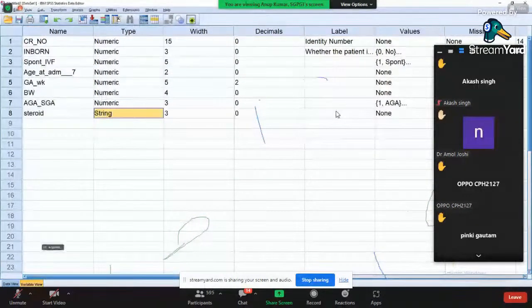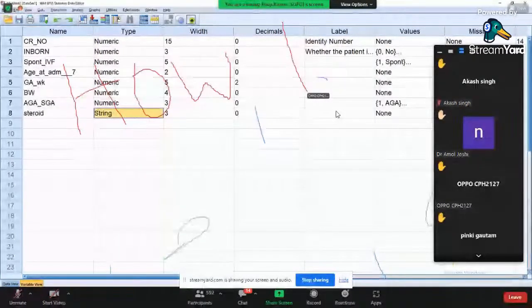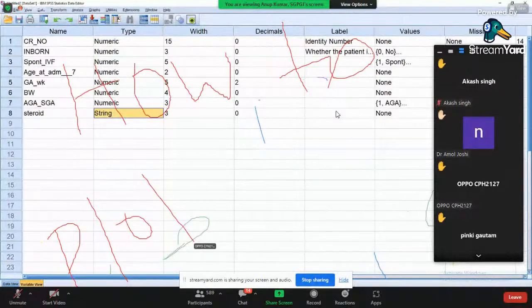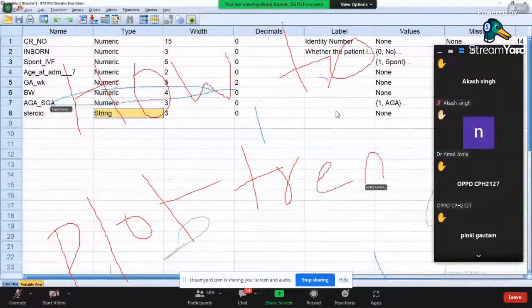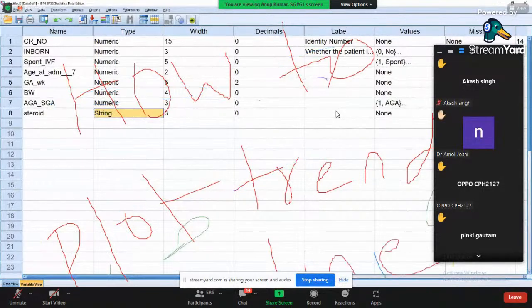Sir, what kind of data is appropriate to plot a box plot, and how can it be explained? Any kind of data you can do the box plotting, but if your data is skewed, box plot is more appropriate. Box plot is very robust.